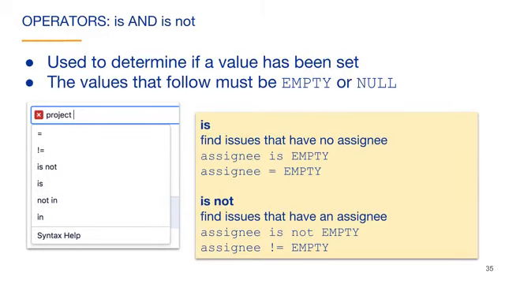The is and is not operators are very limited in what they do. They are used to determine if a value has been set for a field. These operators can only be followed by one of two values, empty or null. Both values are keywords in JQL. They mean the same thing. In this example, we find issues that have no assignee. We do this first using the is operator, which is equivalent to the equals operator. In this example, we find issues that have an assignee using the is not operator. This query is equivalent to a query that uses the not equals operator.